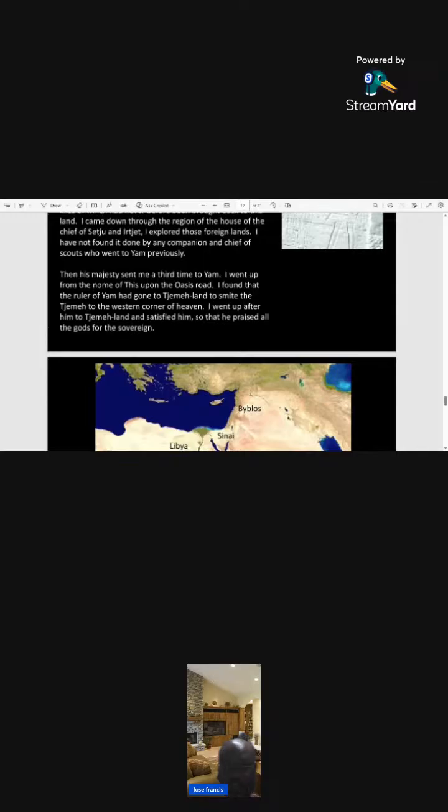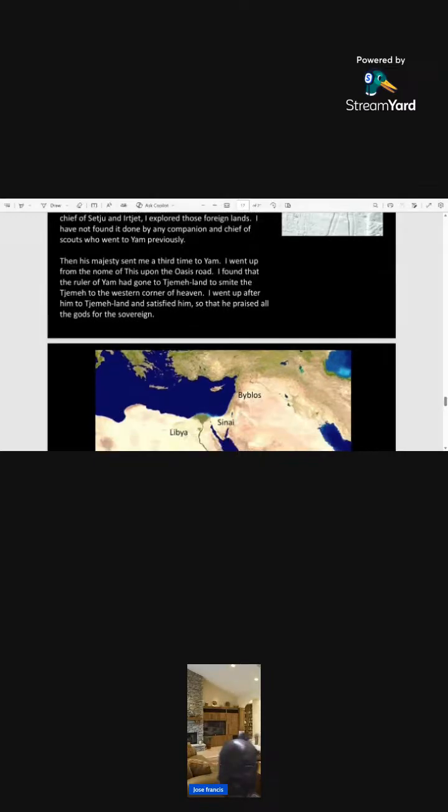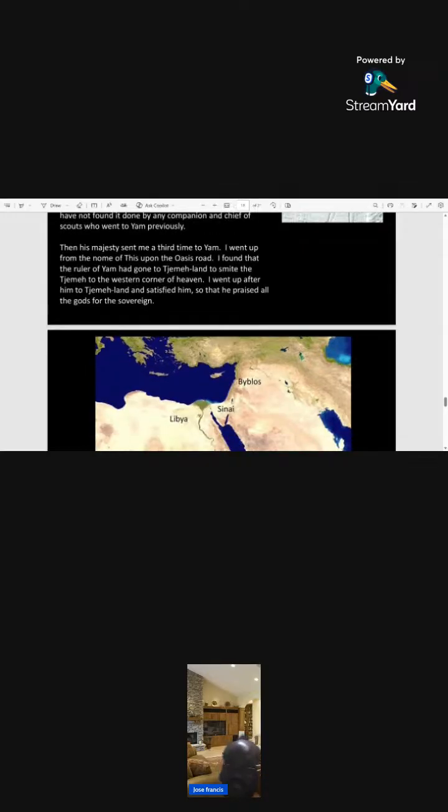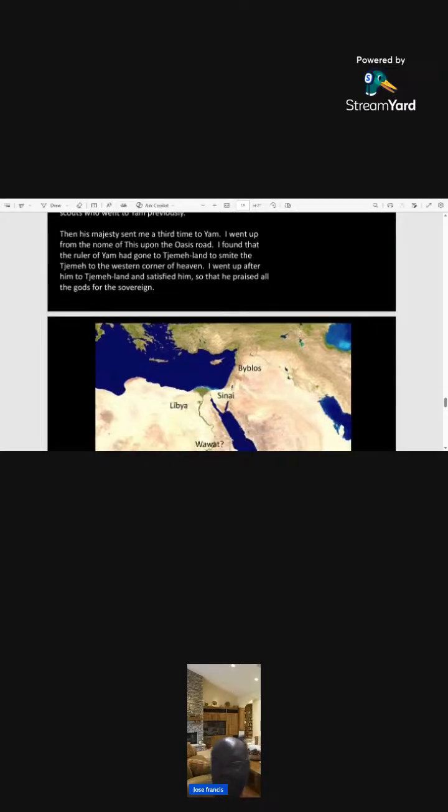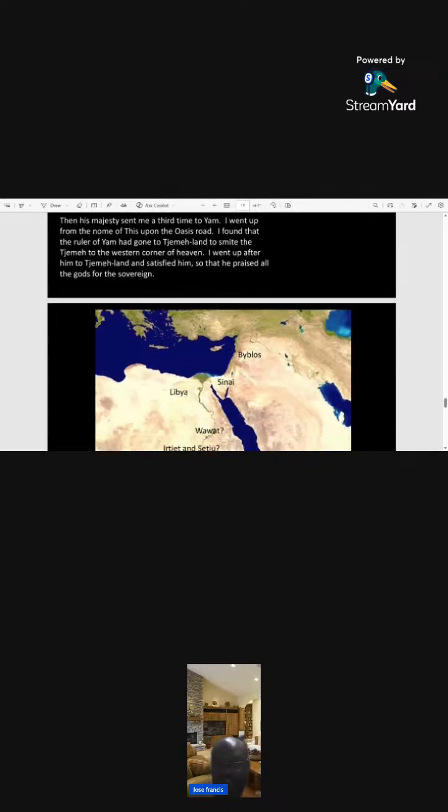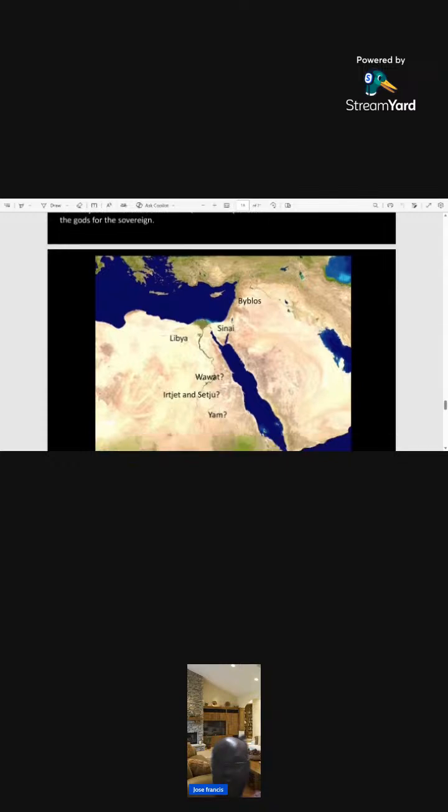I found that the ruler of Yam had gone to Tejmaland to smite the Tejmiha to the western corner of heaven. I went up after him to Tejmaland and satisfied him so that he praised all the nature for the sovereign.